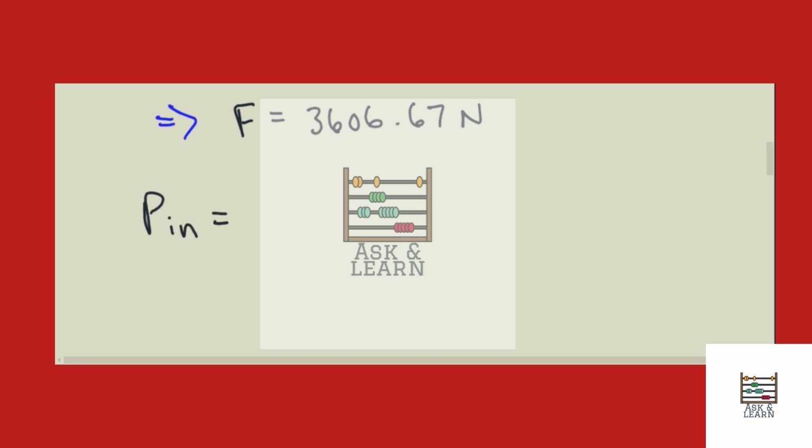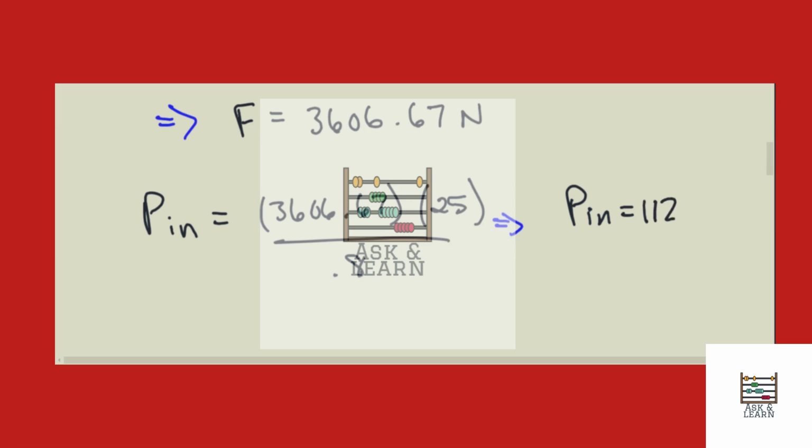Now that we know the force, we can find the power supplied by the engine. So P in is equal to this force we just found, 3,606.67 times the velocity, which we know, it's 25, divided by the efficiency of the engine, 0.8. So P in, the power supplied by the engine, is 112.7 kilowatts.